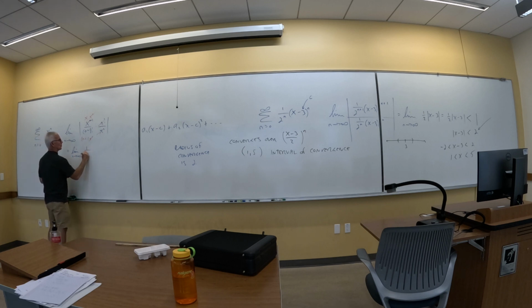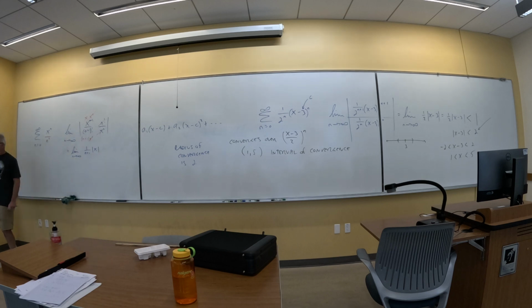I'm going to write it like this. 1 over n plus 1, because the n plus 1 does not have to be an absolute value. n is approaching infinity. That's never going to be a negative quantity. But the x has to be an absolute value. Okay.